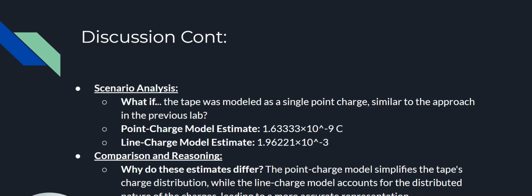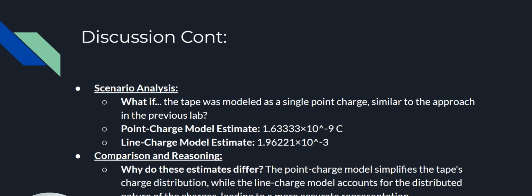Continuing the discussion: what if the tape was modeled as a single point charge, similar to the previous lab? Here are the values. As you can see, the line charge gives a much larger value, showing it's more accurate because it takes more things into account. And why do they differ?